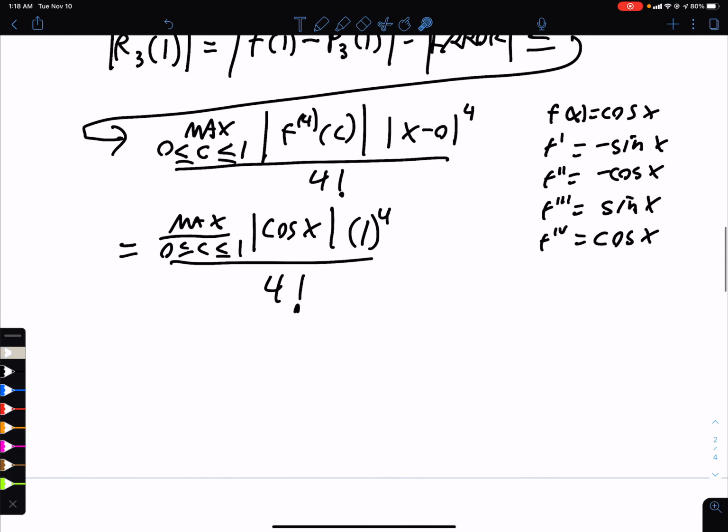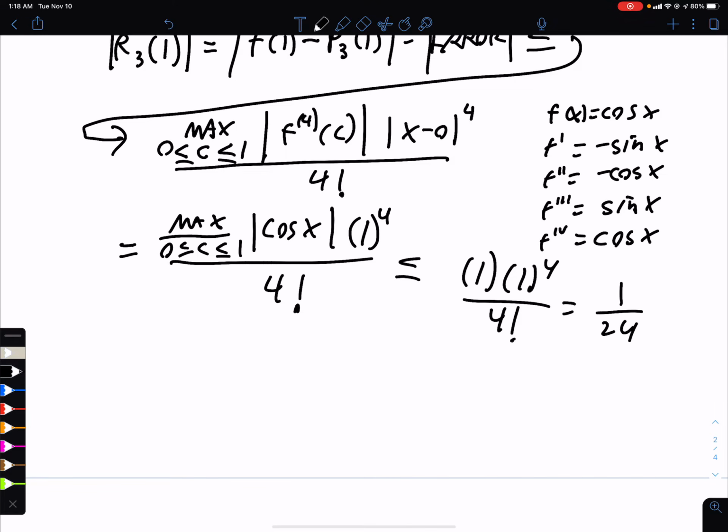Now this one you could actually do in your head, because you know that cosine is between -1 and 1. So the maximum value the cosine could be is 1. So we're going to say which is less than or equal to, and replace that with a 1. And we have a 1 to the fourth still, over 4 factorial, which is 1 over 4 factorial. Is that 24? I believe it's 24.